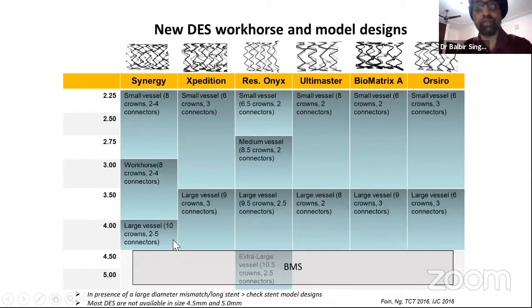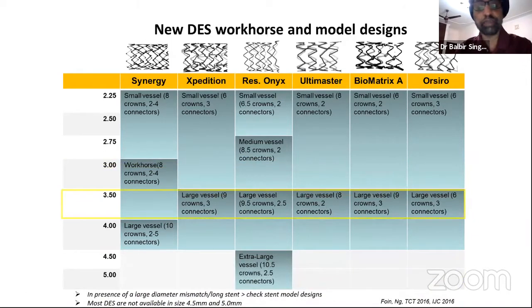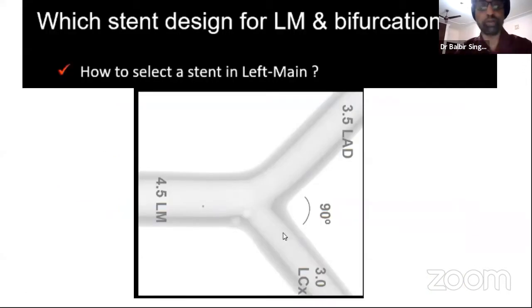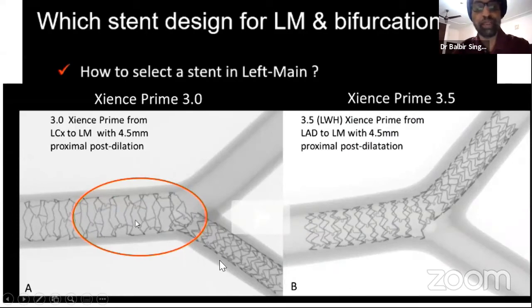So this chart is very important, and I guess everybody should know this chart and what kind of crowns and connectors are available and what maximum size of balloon can be used. So knowing the expansion properties of the stent is very important. So let's look at this example. There is a 3.5 vessel LAD, a 4.5 left main, and the LCX is 3. Suppose you stent from left main to LCX, you take a 3 stent and then post-dilate with a 4.5 millimeter balloon, as opposed to a 3.5 stent and post from the LAD.